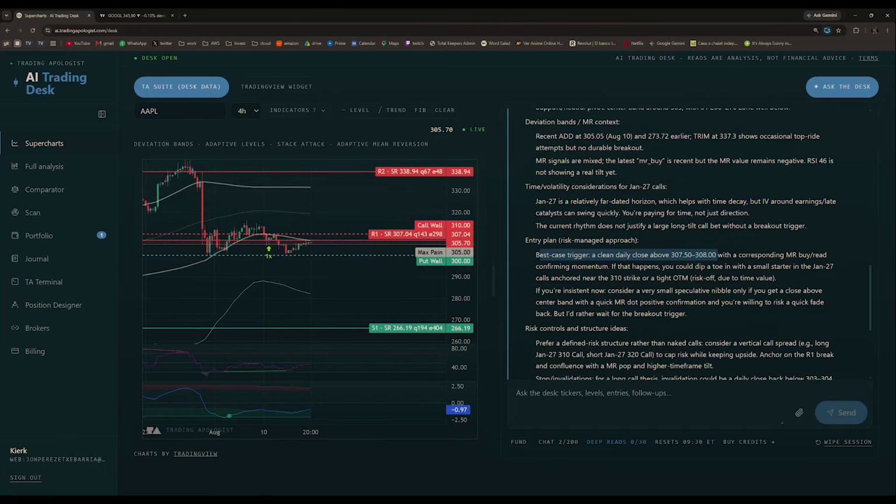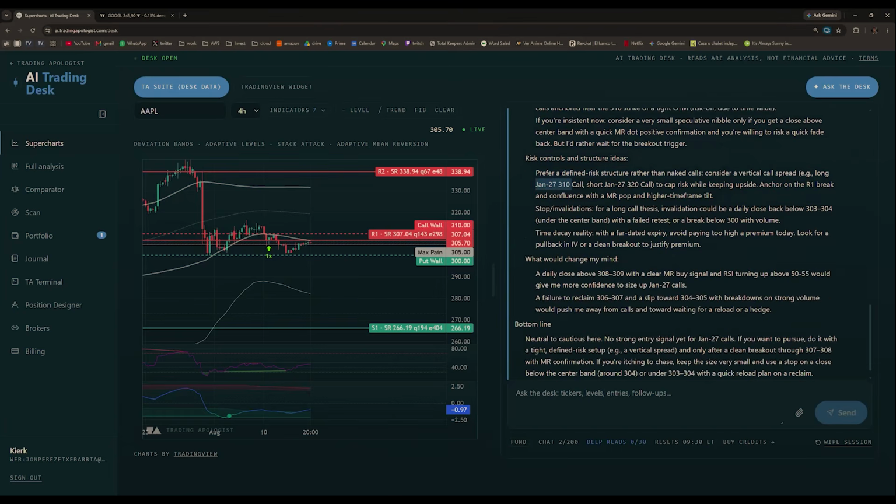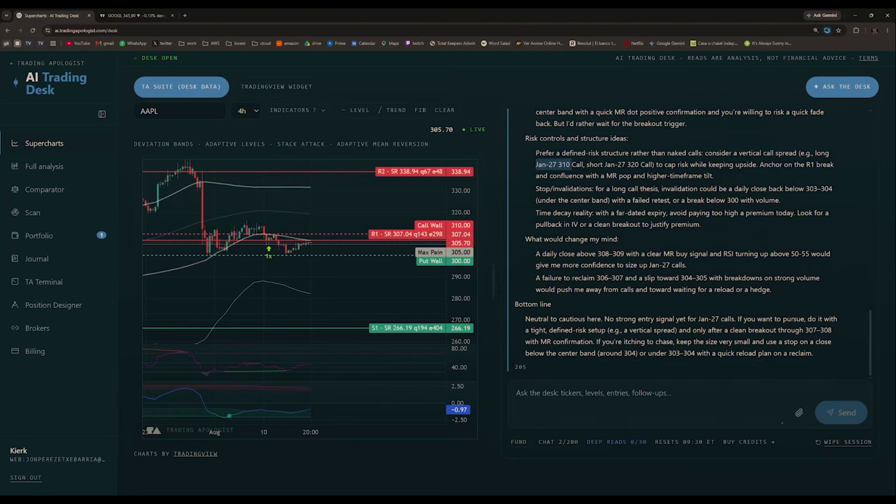So it will give you risk control structure ideas, like if you decide to do it, maybe take this one, so you don't go too far out of the money, right? It's things that would change its mind, and the bottom line. At this point, neutral to cautious, right? No strong entry signal yet for January 27 calls. If you want to pursue it, just have a tight defined risk on a vertical, for example a vertical spread, which is something you can go to the position designer and take a look at, right? You can go take a look at the vertical spread and continue.